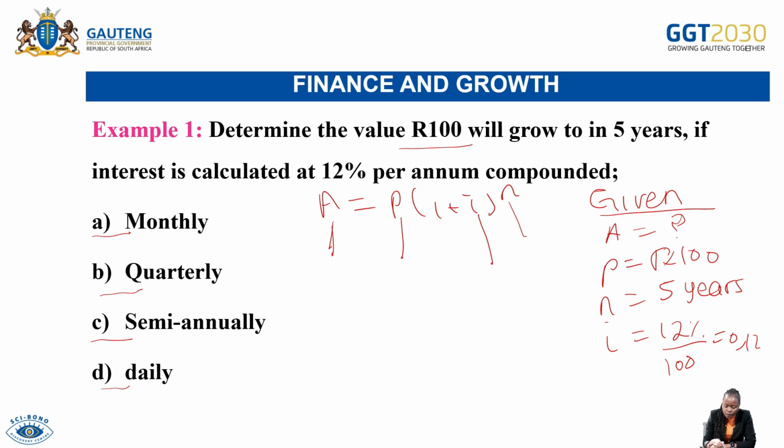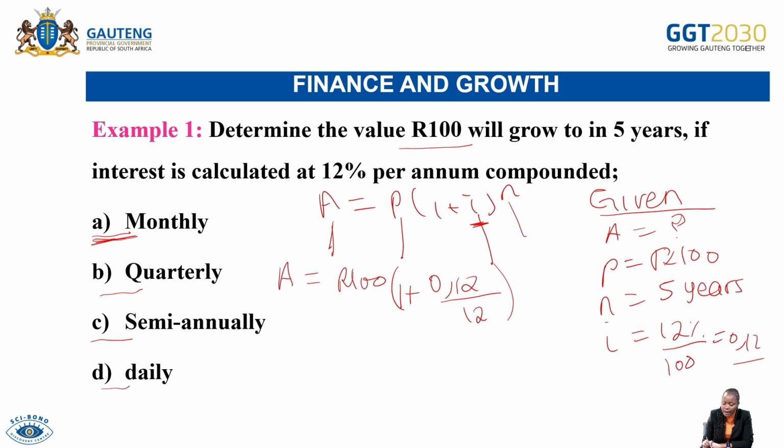Okay, so now we are going to say A equals P, which is 100 rands, times 1 plus I. Where there is I, you are going to substitute your 0.12, which is your interest rate. But now, when you are looking at letter A, they're saying compounded monthly. So it means your interest will be paid monthly. So you need to divide the interest by 12, because you have got 12 months in a year, right?